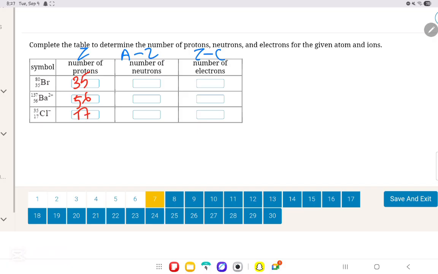Let's move on to neutrons. It's going to be 80 minus 35, which is 45. Then we have 137 minus 56, which is 81.